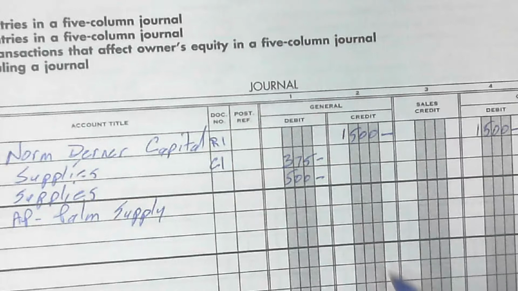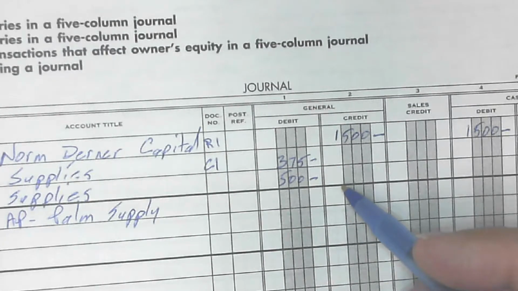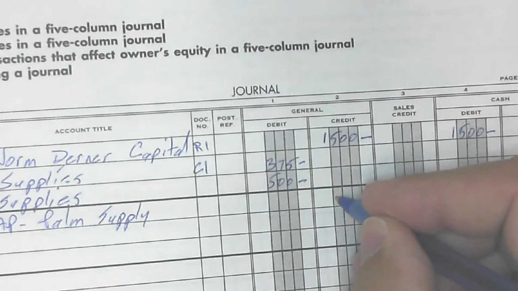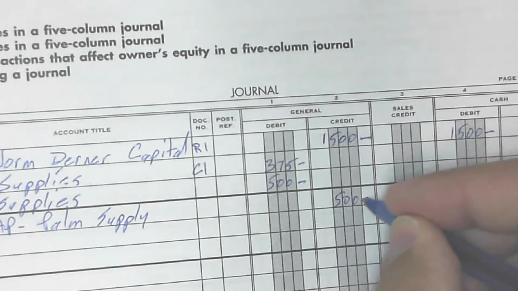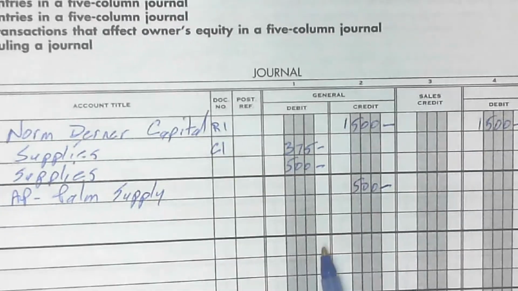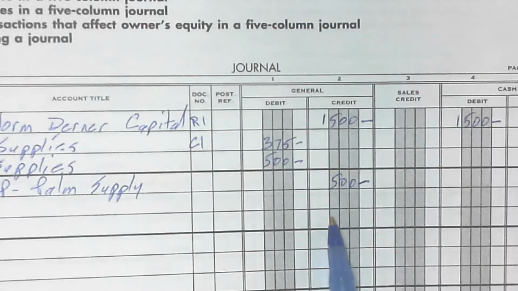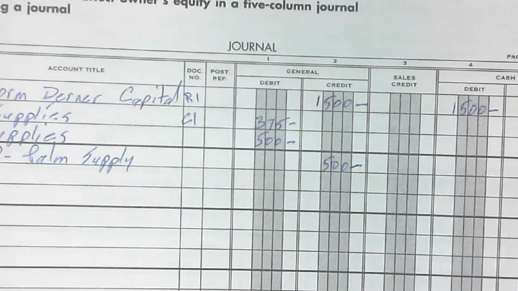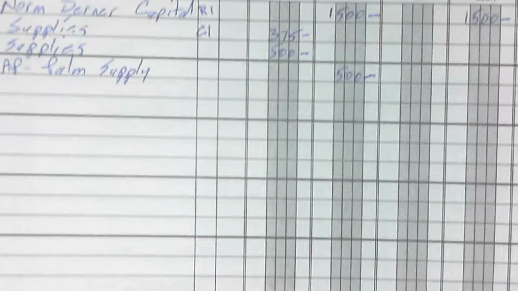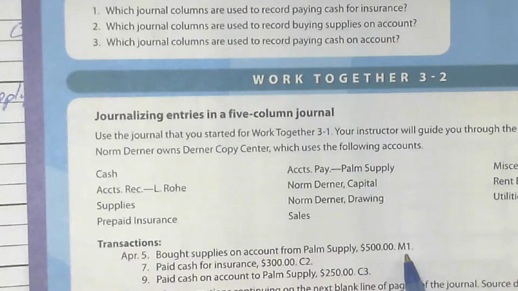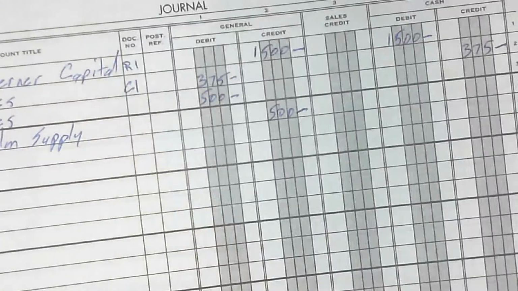It was $500, so we have to have an equal balancing entry. So we'll put his amount for the accounts payable in the credit column. And we've got to see what the document number is. M1 for memorandum.